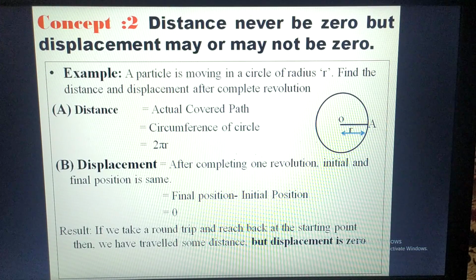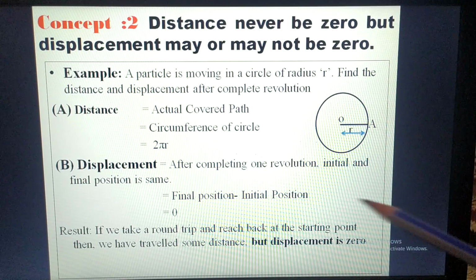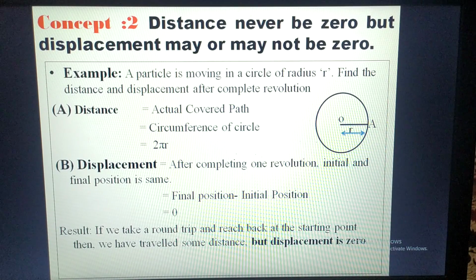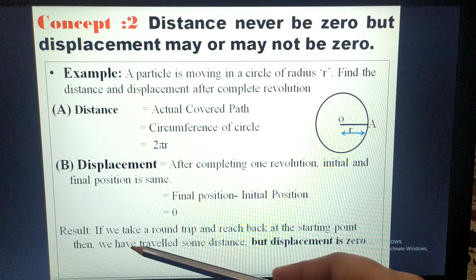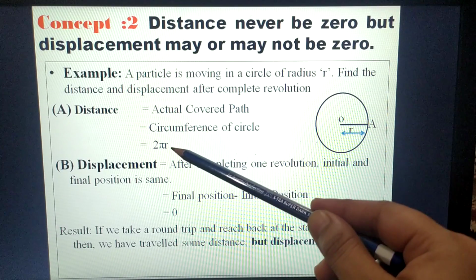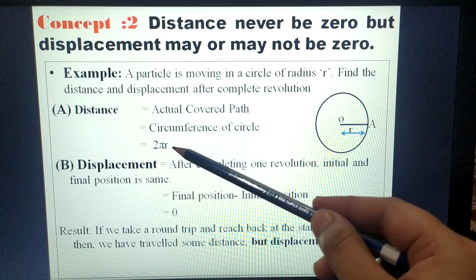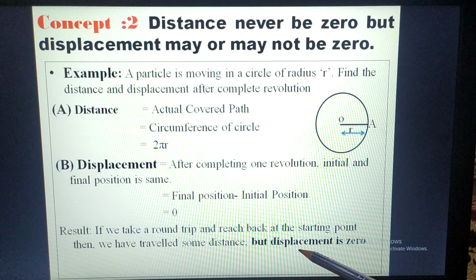From this example, what we conclude is that if we take a round trip and reach back at the starting point, then we have traveled some distance, that is 2 pi r, but here the displacement is 0.